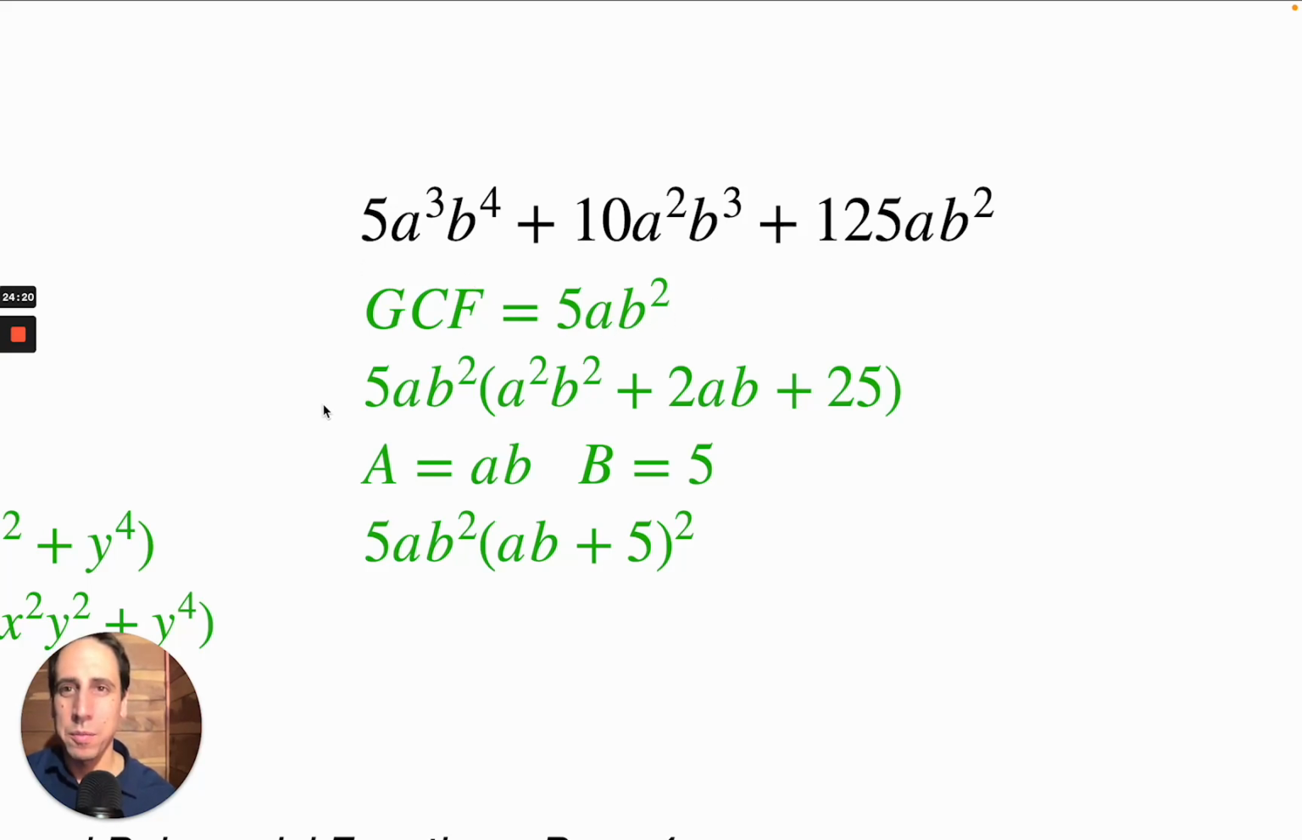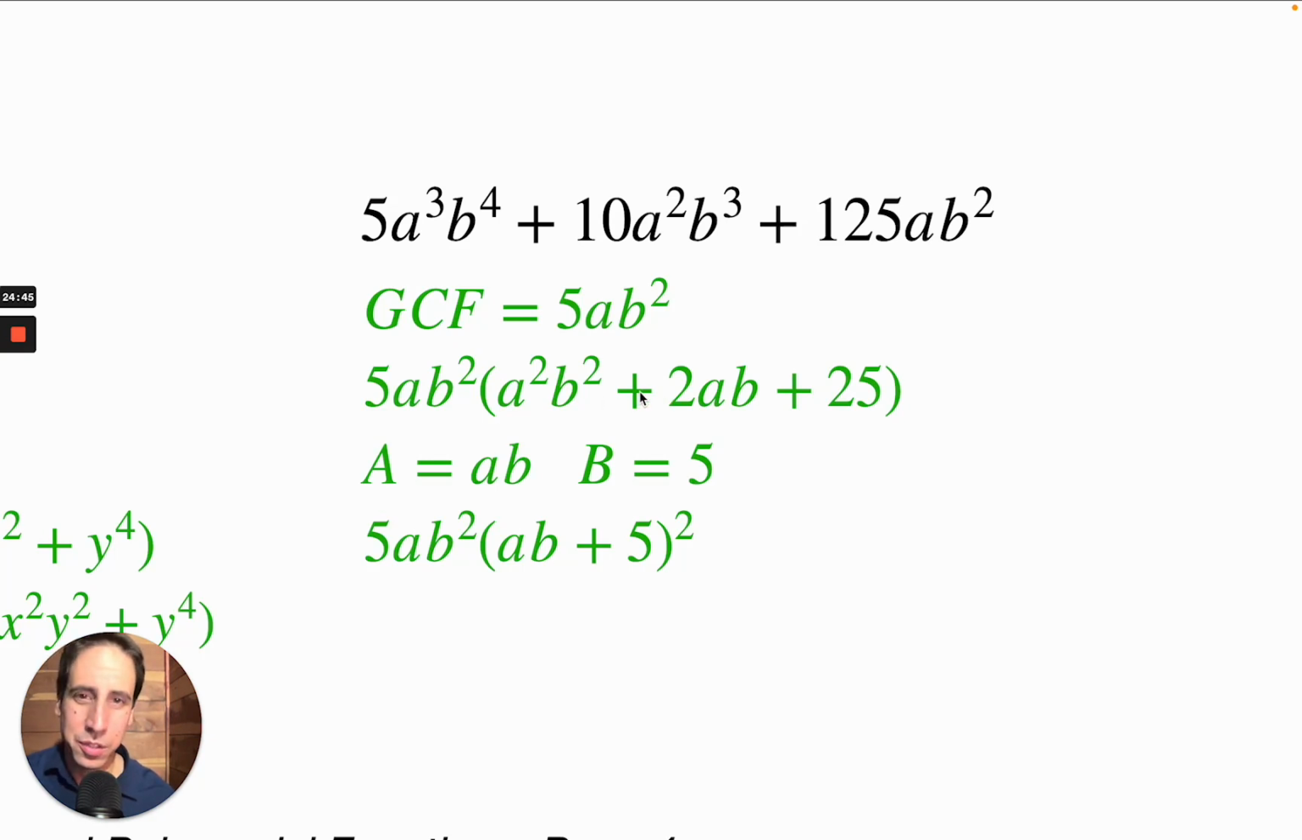We factor out 5ab squared, and you ask yourself, 5ab squared times what gives you 5a cubed b to the 4th? That's just a squared b squared. 5ab squared times what gives you 10a squared b cubed? That'd be 2ab. And 5ab squared times what gives you 125ab squared? Just 25.